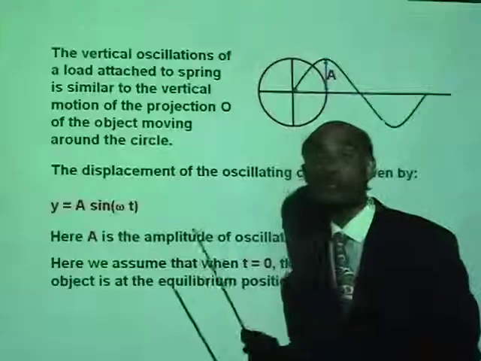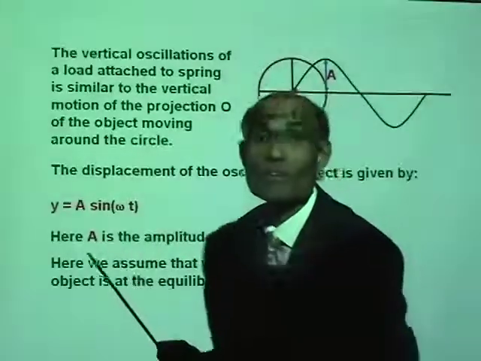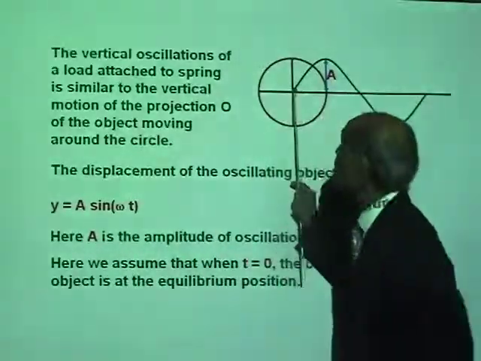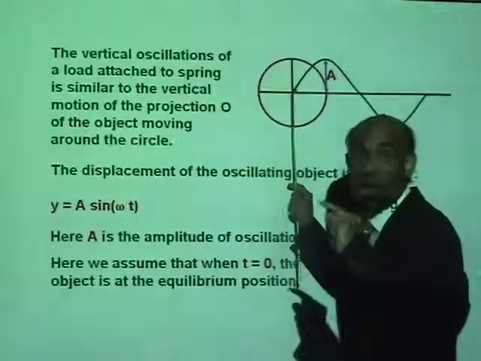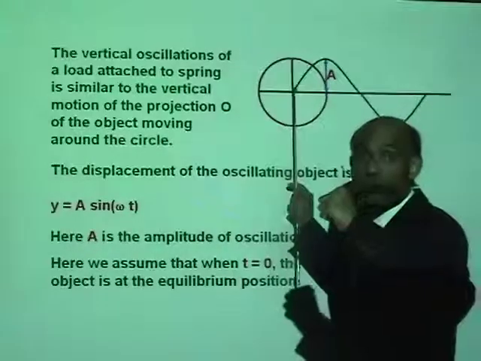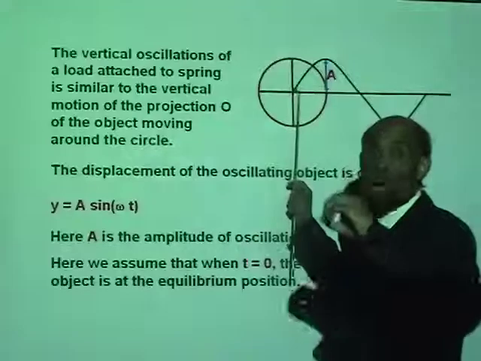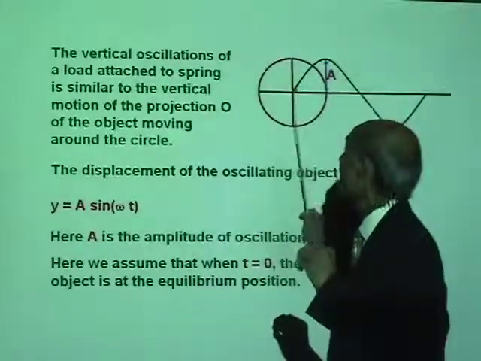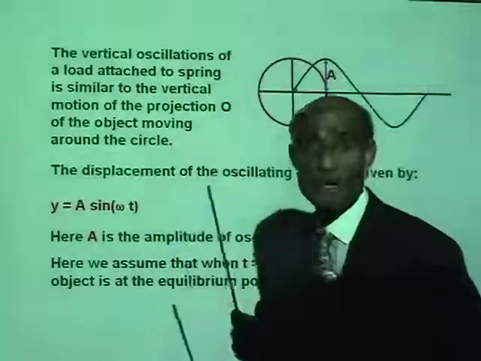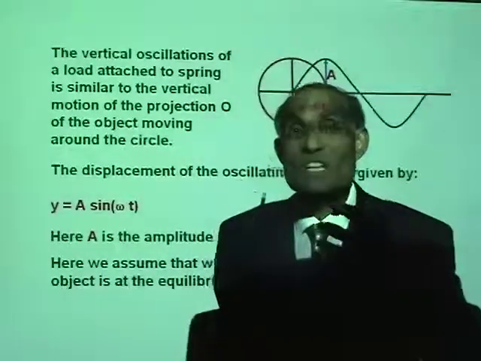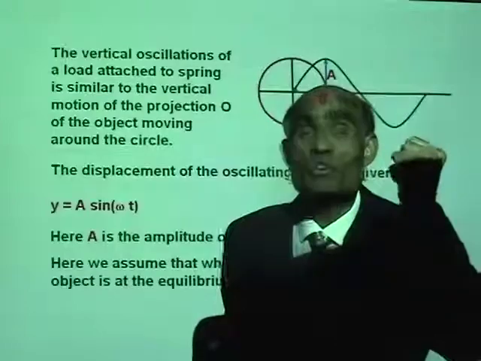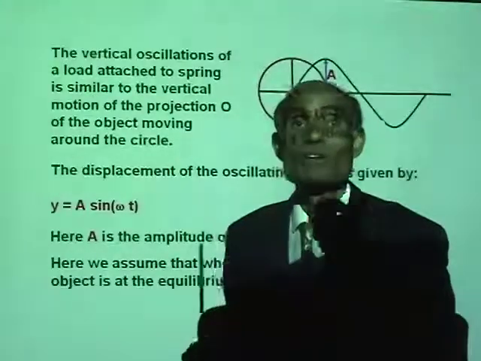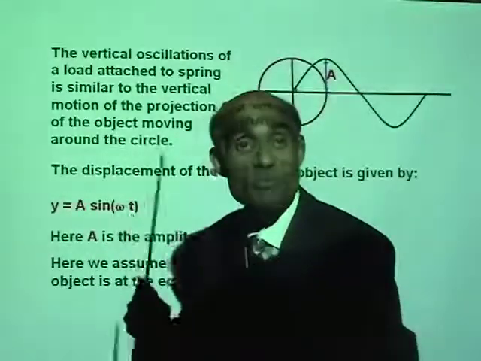Now, this equation is true only if the oscillating object is at the origin, at the equilibrium position, when you start your clock, and it begins to go up, then back, and so on. On the other hand, if the object is at any other position when you start the clock, then this equation needs to be modified.